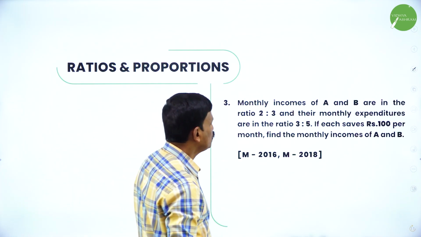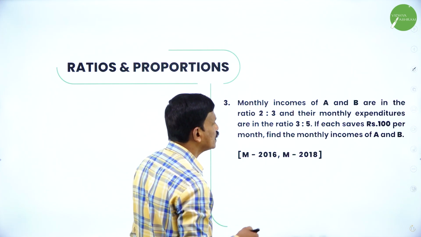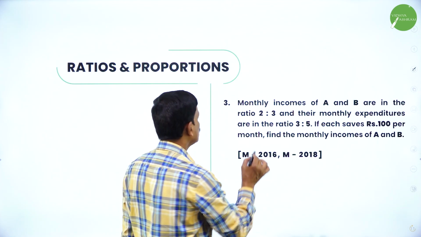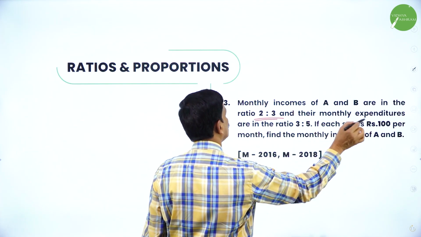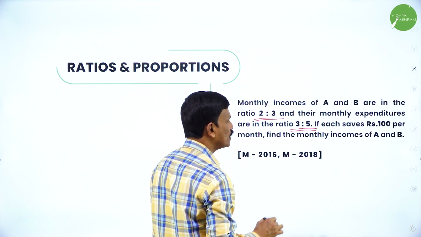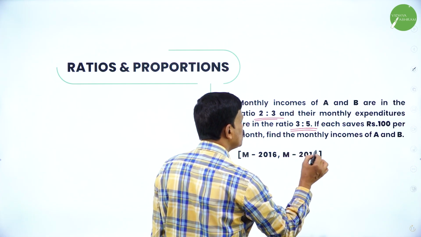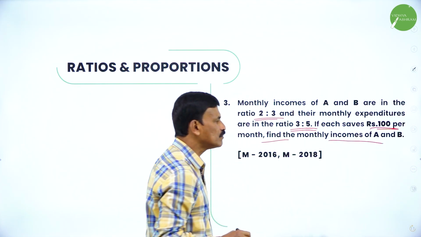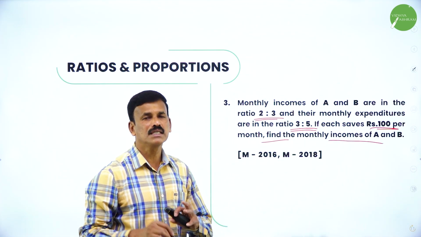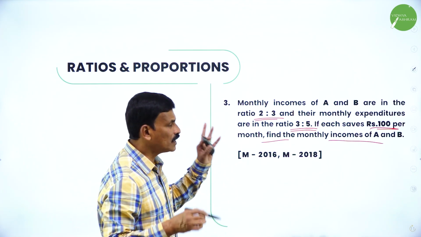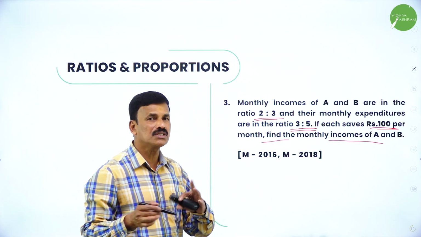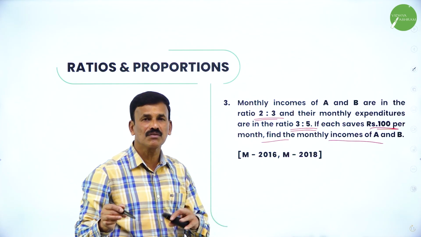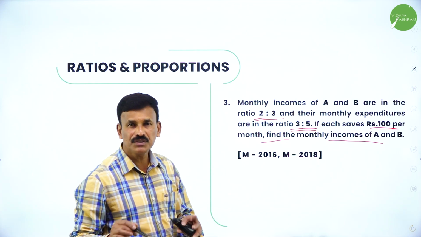Monthly income of A and B are in the ratio 2:3 and their monthly expenditure are in the ratio 3:5. If each saves rupees 100 per month, find the monthly income of A and B. So the ratio of income and expenditure are given and the savings is also given. What we have to find is just the monthly income of A and B.